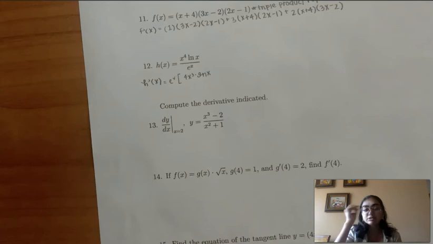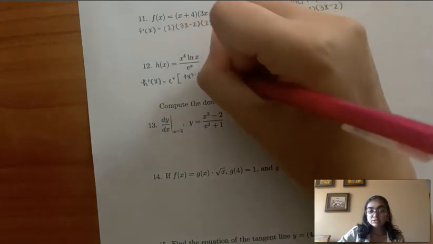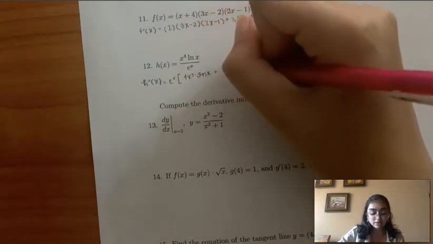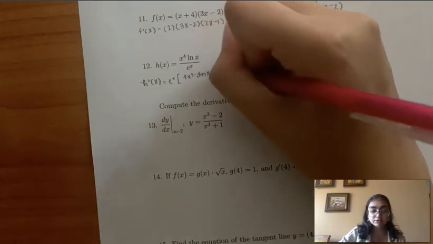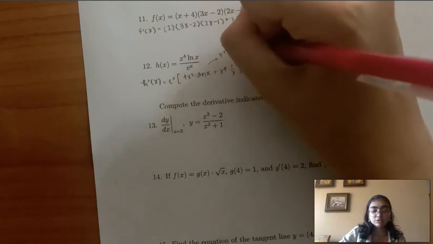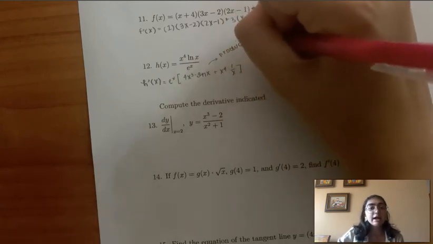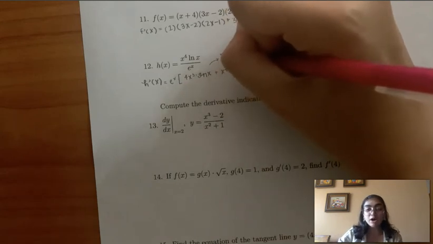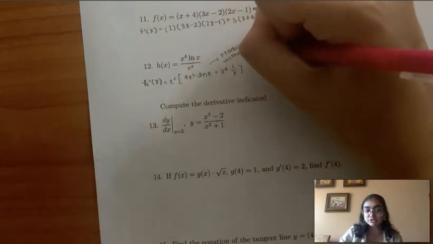So in this case, I'm going to take the derivative of x to the 4 first, giving us 4x cubed, and I'm keeping ln of x the same. And then I'm going to keep x to the 4 the same while taking the derivative of ln of x, which gives me 1 over x. And then we just continue on as usual. But as you can see, we had to do product rule while we were doing the quotient rule to get to our derivative.